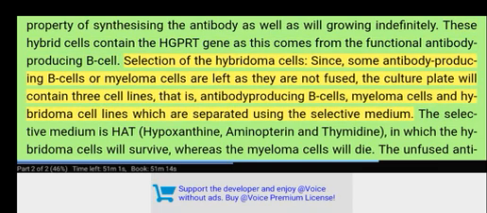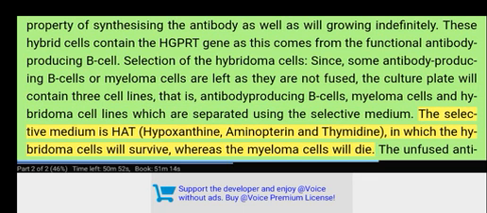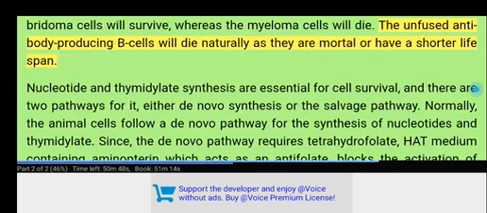Selection of the hybridoma cells. Since some antibody-producing B cells or myeloma cells are left as they are not fused, the culture plate will contain 3 cell lines, that is, antibody-producing B cells, myeloma cells, and hybridoma cell lines, which are separated using the selective medium. The selective medium is hypoxanthine, aminopterin, and thymidine, in which the hybridoma cells will survive, whereas the myeloma cells will die. The unfused antibody-producing B cells will die naturally as they are mortal or have a shorter lifespan.